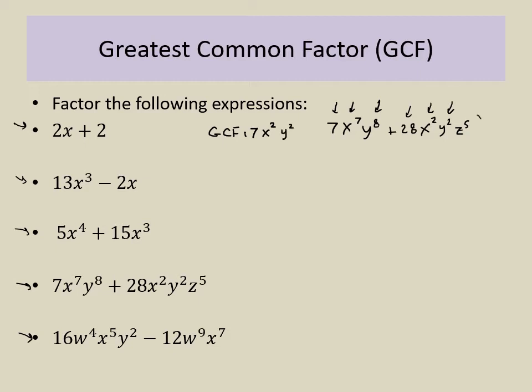Next, we have z to the power of 5 here, but there is no z in the first term. So there is no common factors when it comes to the z's. So we cannot factor out because it's not a common factor in both. So here's our GCF. Let's use, again, what we've done before. So we can divide both of these by the GCF.